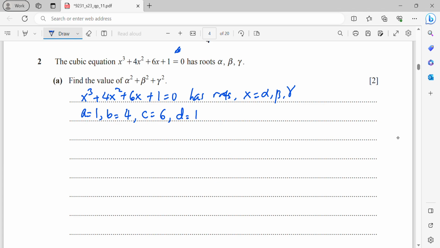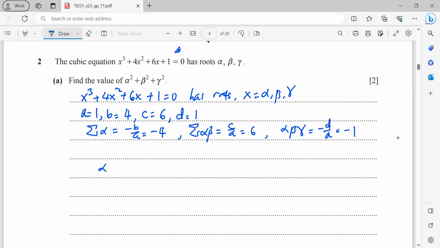So from here, the summation of the roots, summation alpha, equals minus b over a. Then I will get minus 4. Then summation alpha beta means the products of any two roots. It will be c over a. Then I will get 6. Then after that, alpha beta gamma is minus d over a. Then I will get minus 1.